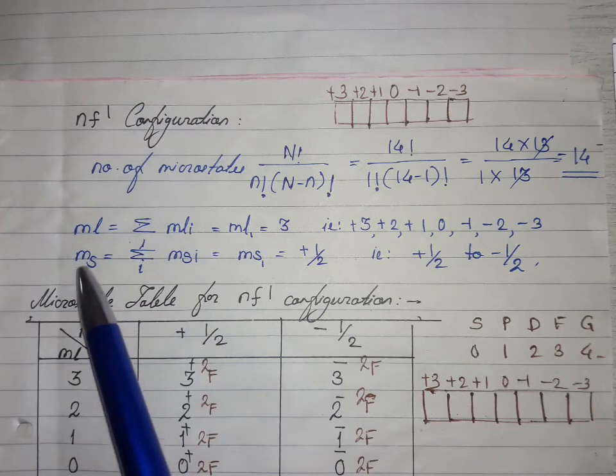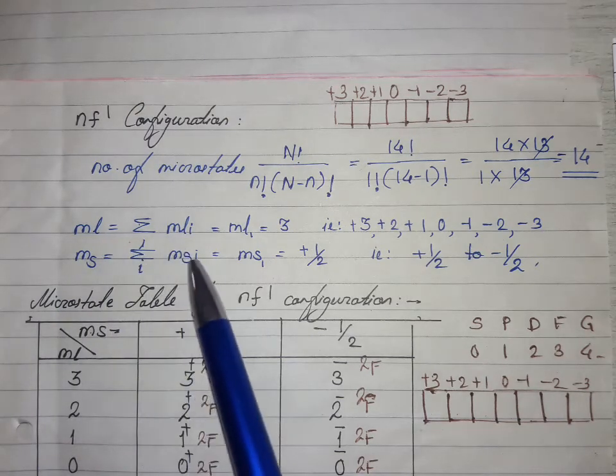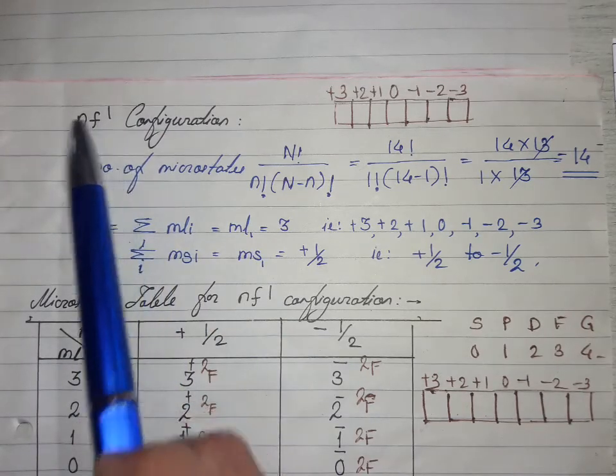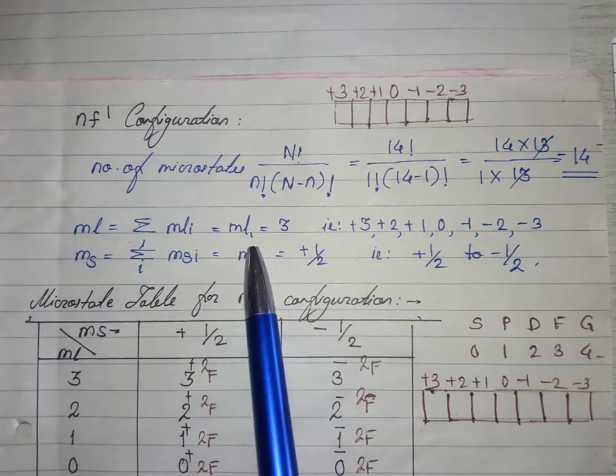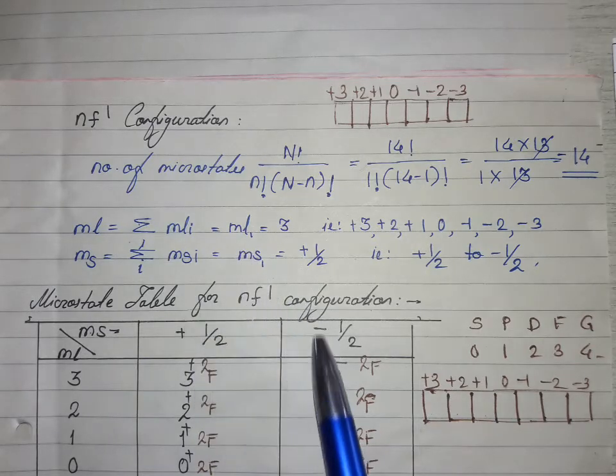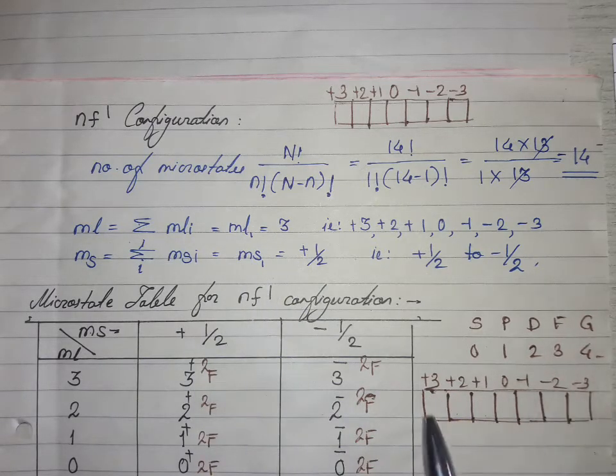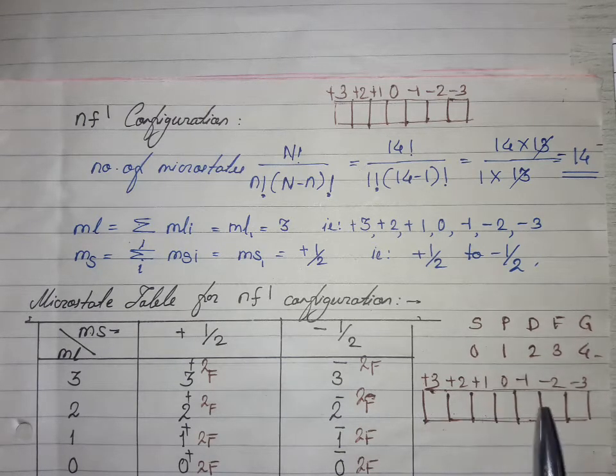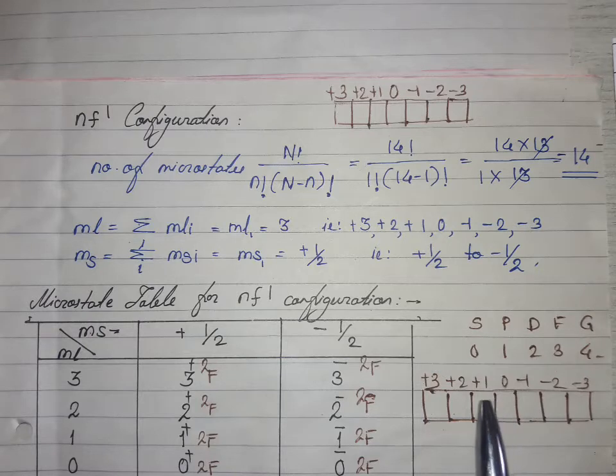So how to calculate ML? ML is equal to the summation of ML i, and since there is only one electron, it is ML1. ML1 is equal to 3 because here it is an f orbital. The f orbital has 7 subshells, with values 0, minus 1, minus 2, minus 3, plus 1, plus 2 and plus 3. So in the plus 3 shell, the maximum ML value in the nf1 configuration is 3. Plus 3 is the orbital number, so the maximum ML value is plus 3.